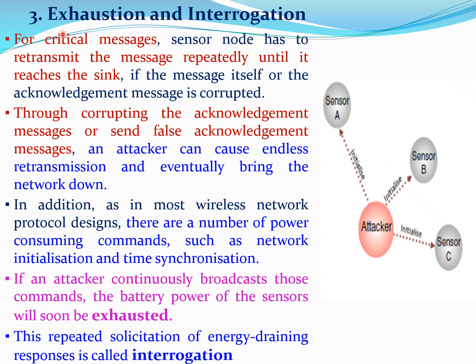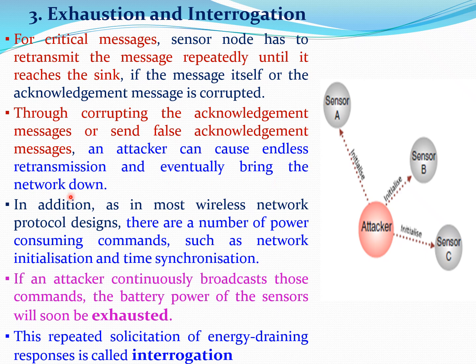The next type of attack is called exhaustion and interrogation. For critical messages, a sensor node will retransmit the message repeatedly until it reaches the sink, and if the message or acknowledgement itself is corrupted, it keeps retransmitting until the message reaches the receiver. By corrupting the acknowledgement messages or sending false acknowledgement messages, an attacker can cause endless retransmission and eventually bring the network down.